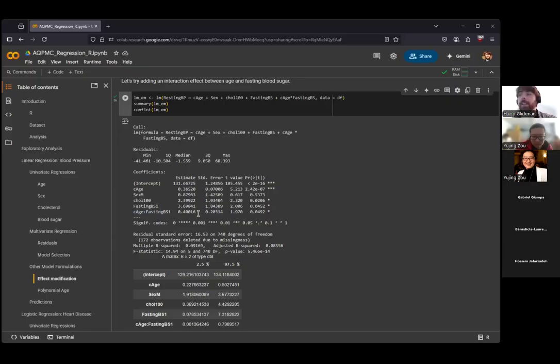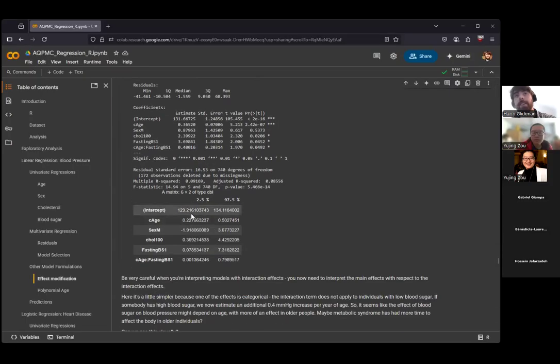So what we're saying is in people that have unhealthy fasting blood sugar, every unit increase in age is associated with an additional 0.4 increase in millimeters of mercury. And R is estimating this is a significant effect. So this is a large interaction effect, actually. So in people that don't have high blood sugar, we're seeing a 0.4 increase in millimeters of mercury. And the people that do, we're seeing a 0.76 increase in millimeters of mercury per year, which is a huge effect, actually.